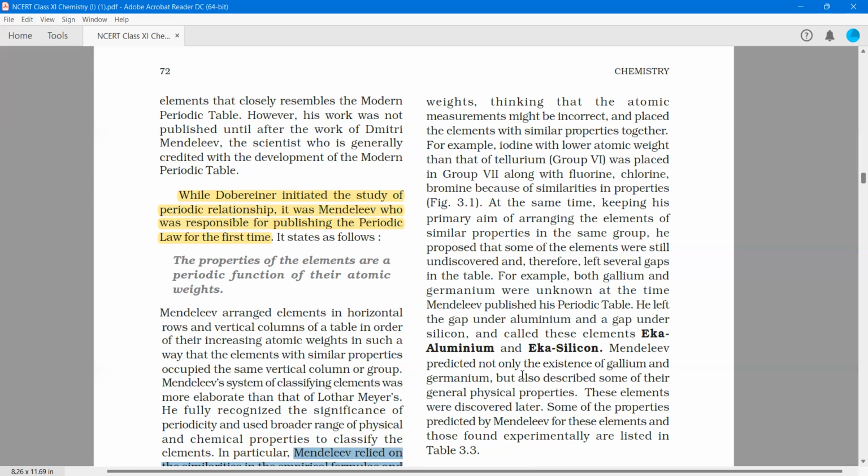So Mendeleev predicted not only the existence of gallium and germanium but also described some of their general physical properties.